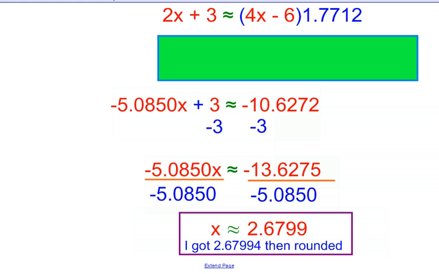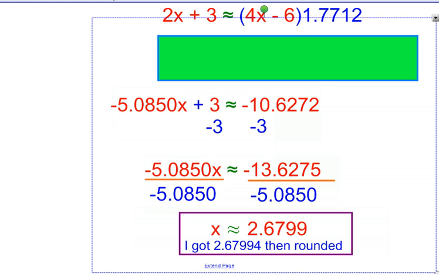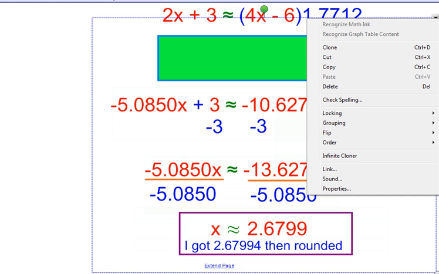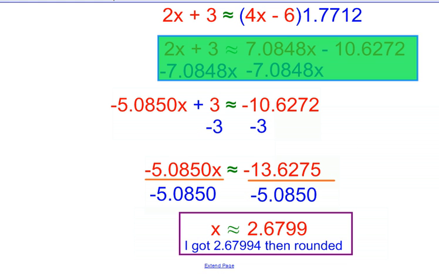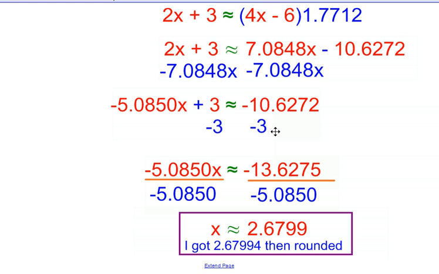I'm obviously not able to get rid of my little box here. Let me just see here. There we go. They were grouped somehow. So you'll notice that I have in my answer that I got 2.67994. So I rounded, which means I just took that 4 off because it wasn't 5 or higher. Hopefully those made sense to you.